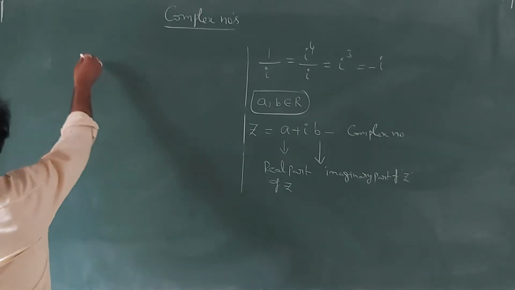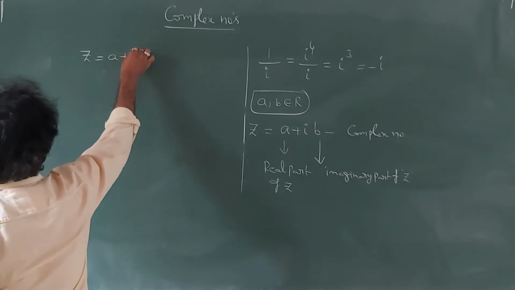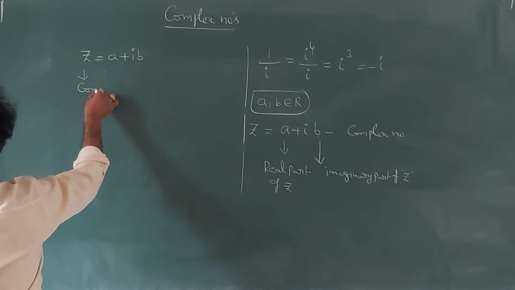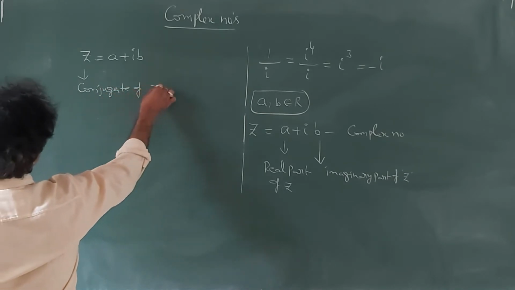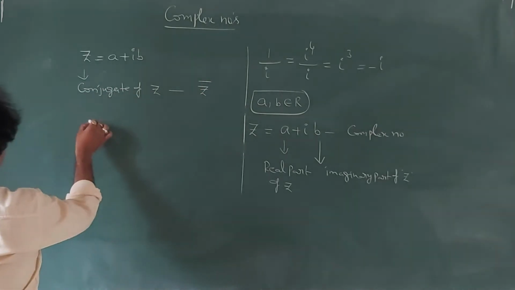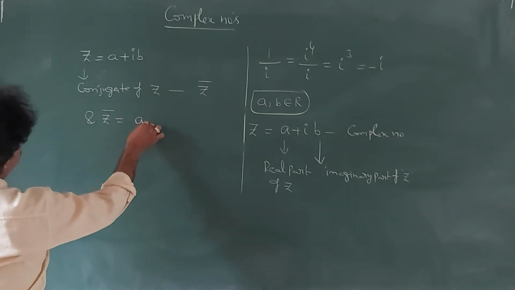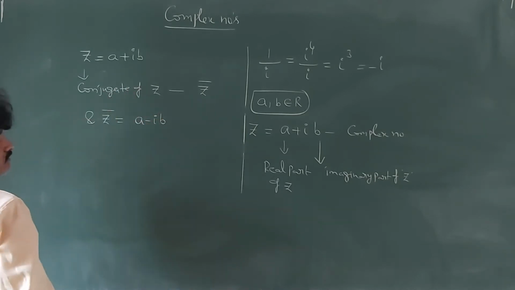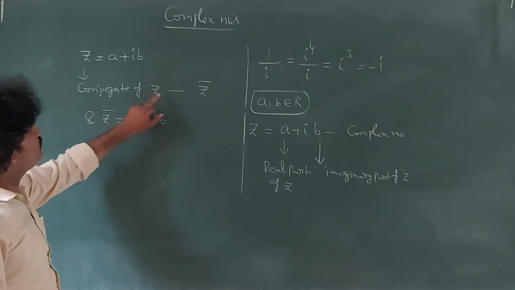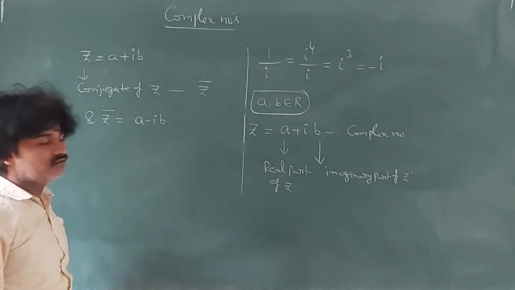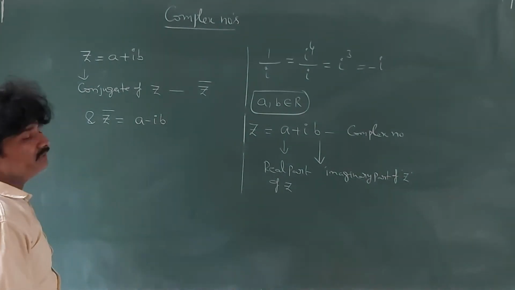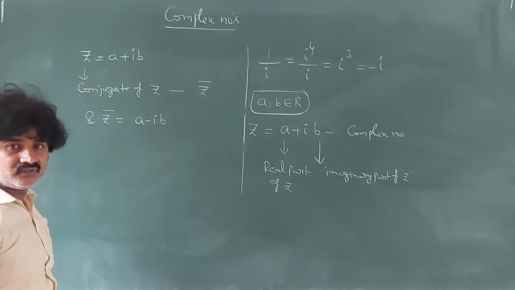Now next, if z is any complex number, its conjugate. All these we did in the PU. If z is equal to a plus ib is any complex number, then the conjugate of z is denoted by z bar, and z bar equals a minus ib. So if a plus ib is any complex number, then its conjugate, generally we denote by z bar, whose value is a minus ib.